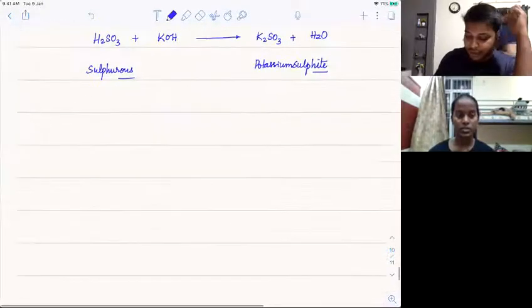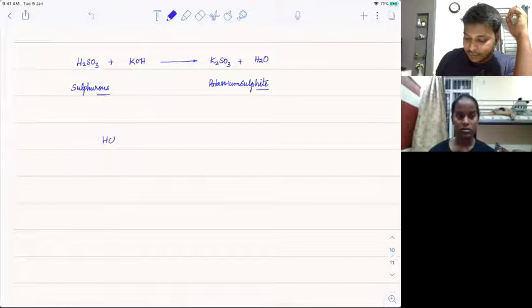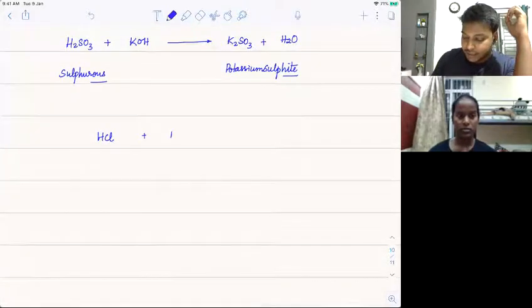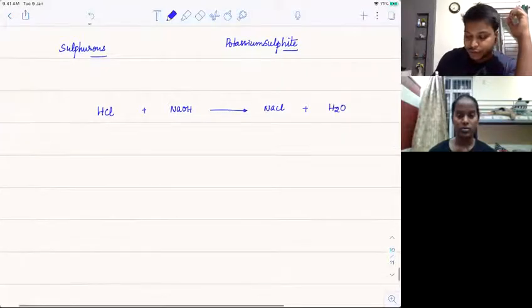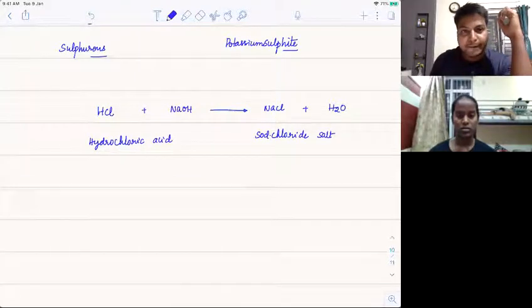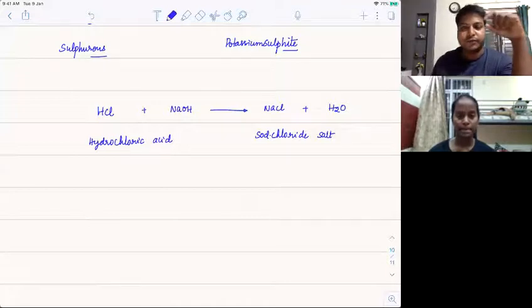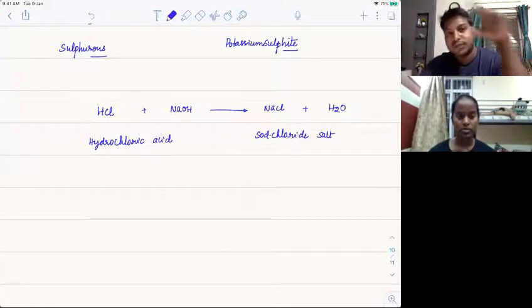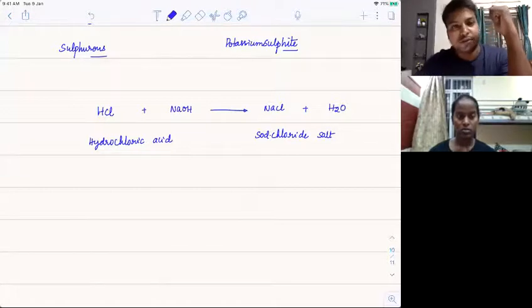So if you have anything like HCl here, suppose you have HCl and you treat that with NaOH, you are getting NaCl plus H2O. So I told you that this is hydrochloric acid, and this is sodium chloride salt. So given any acid and base, first thing you must figure out is what is the salt which is forming. Next, name that salt. Can you do that now?